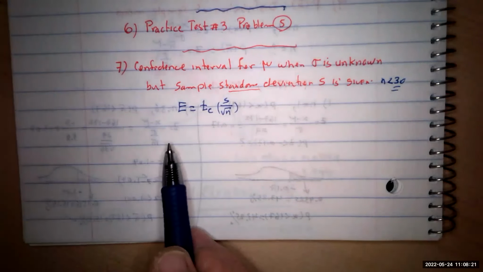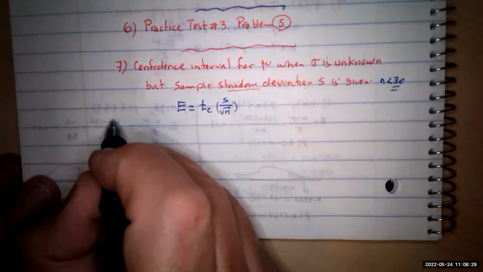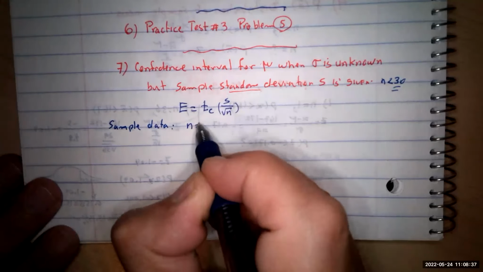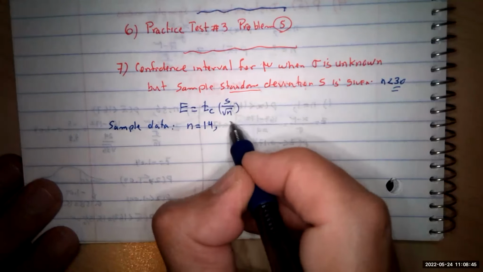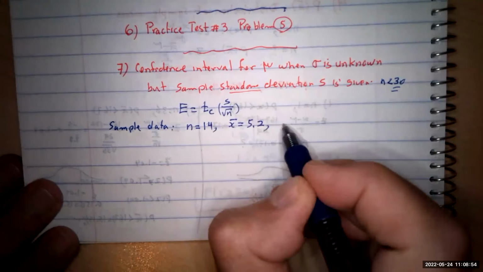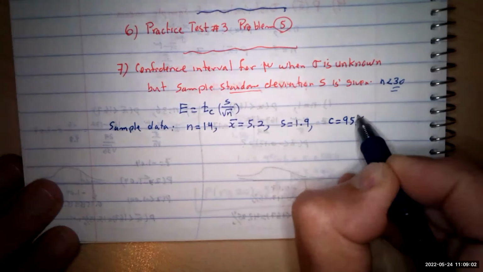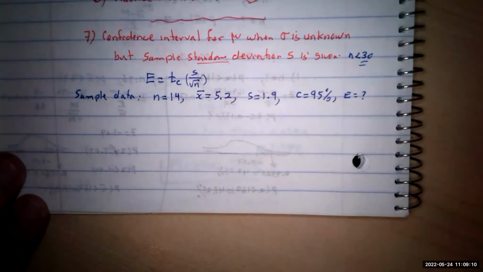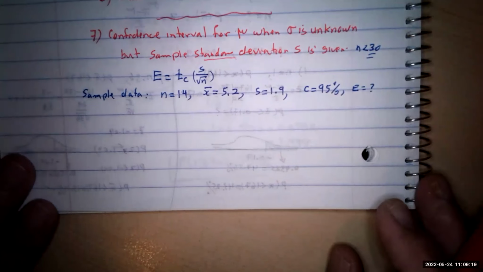So what's the situation in this problem? It's about the number of phone calls that we get every evening. The sample data: n, the sample size, is 14, which is much less than 30, 14 phone calls. The average x bar is 5.2, and the sample standard deviation is 1.9. You want to find the confidence interval with a confidence level of 95%, and E is missing. We did this one in test 3, problem 7 on practice test number 3, but I'm going to explain it.